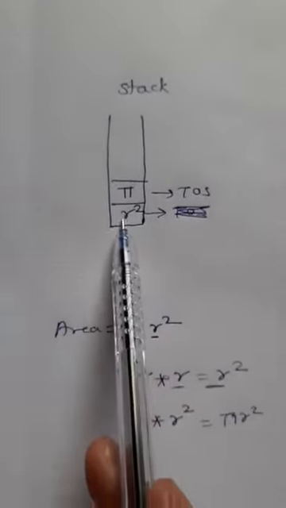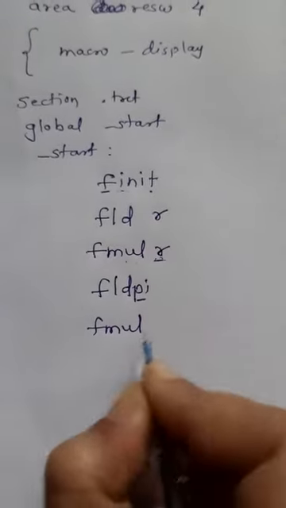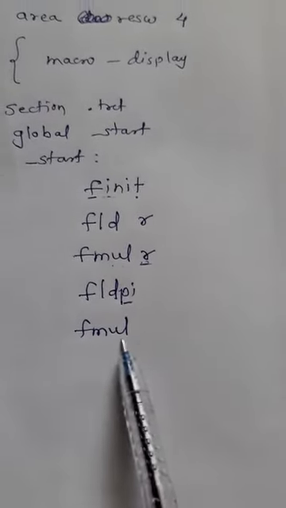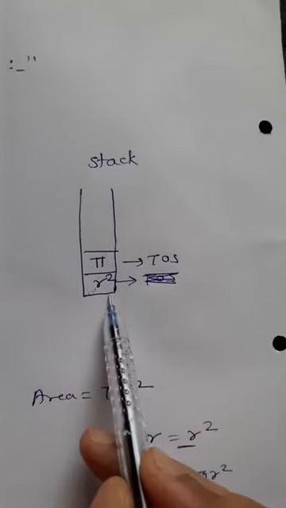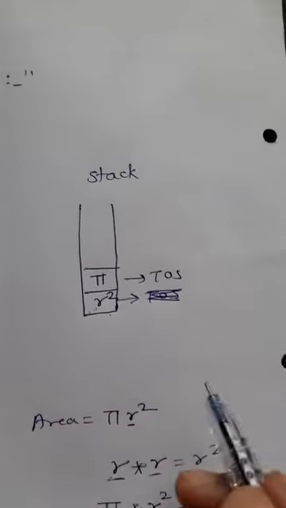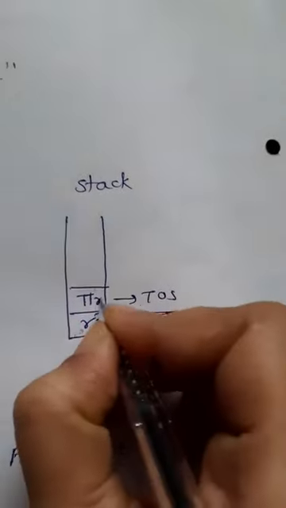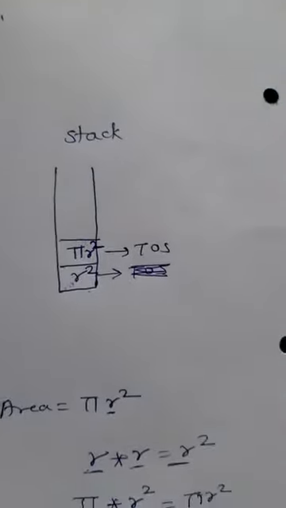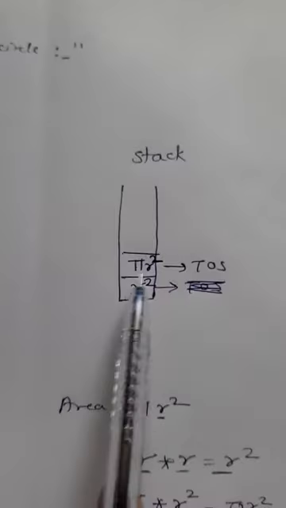After pi, the next element is r square. Now we want to multiply. So here I can simply write the instruction fmul without any operand. If any instruction comes without any operand for a stack, it means that the top of stack will be multiplied with the next element and the result will be stored onto the top of stack. So pi into r square is pi r square, and it is stored onto the top of stack now. And pi r square is nothing but our formula that we want. Now we got our pi r square.